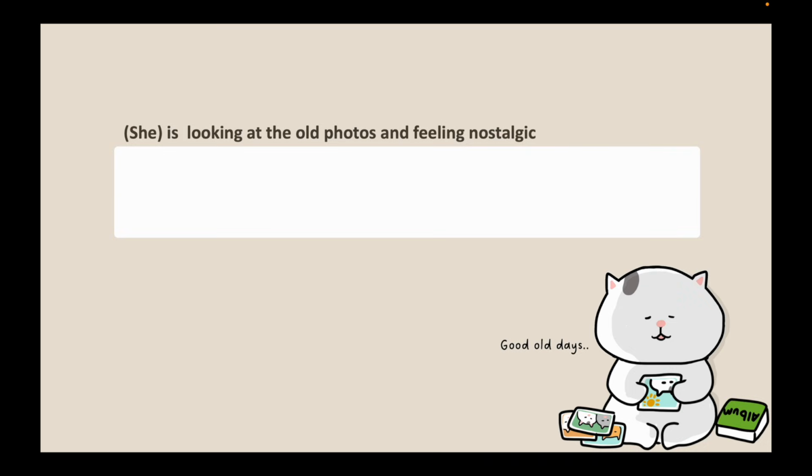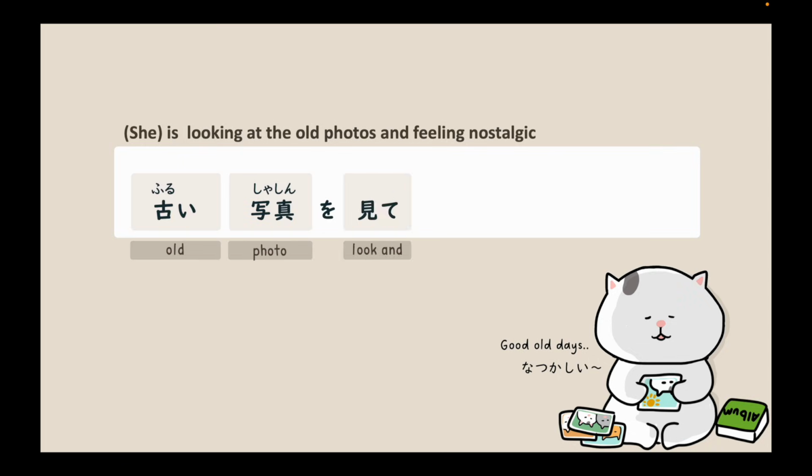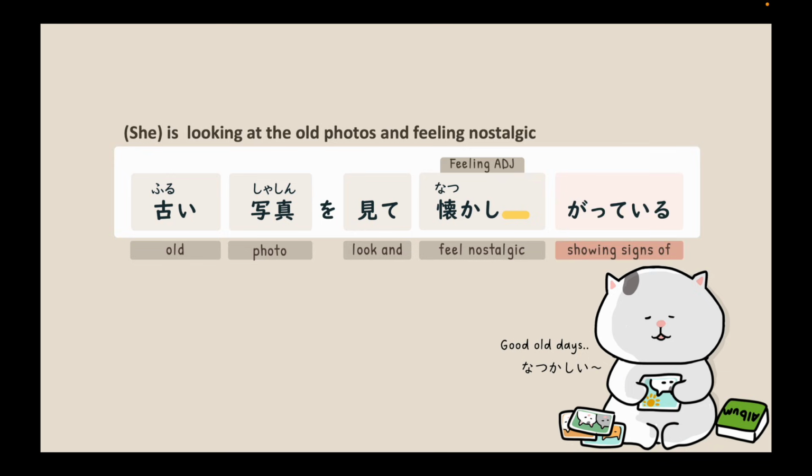Shiro is looking at old photos and she seems to be feeling nostalgic. Feeling nostalgic in Japanese is 懐かしい. How would you describe this using garu? 古い写真を見て懐かしがっている. Let's say it one more time. 古い写真を見て懐かしがっている.